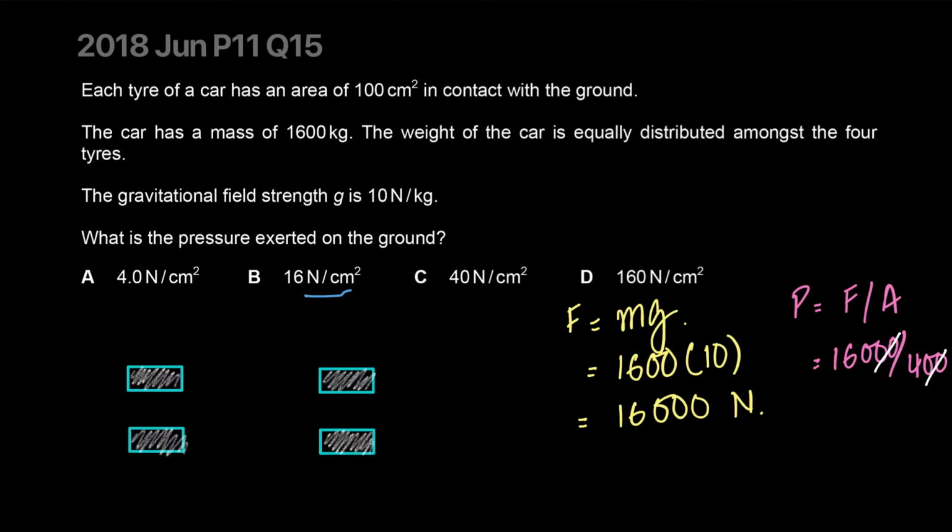Cancel zeros, 160 divided by 4 is going to be 40. So this makes it 40 newtons for every centimeter square, right? And that makes sense. And the correct answer is C.